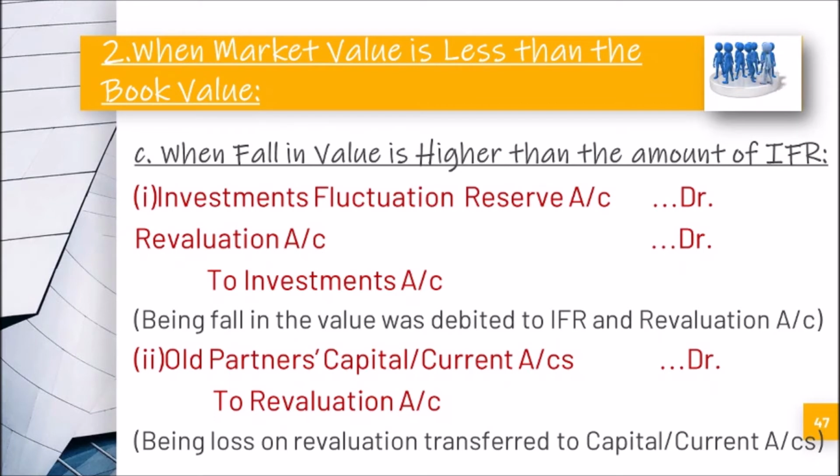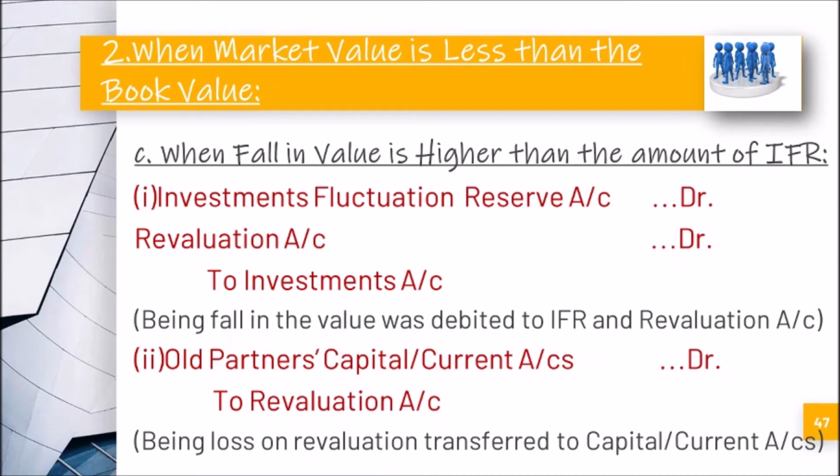Now let's move on. Possibility number 3 in this case, when fall in value is higher than the amount of IFR. Now this is a case of loss, so in that case the partners have to bear this loss. I will just give you an example. Suppose the reserve is there for 20,000, the fall in the value of the investment is 50,000, so 30,000 has to be arranged by the partners. So for temporary period this loss will be kept under revaluation account, and later on this will be shared by the old partners, not by new partner, because new partner has nothing to do with this.